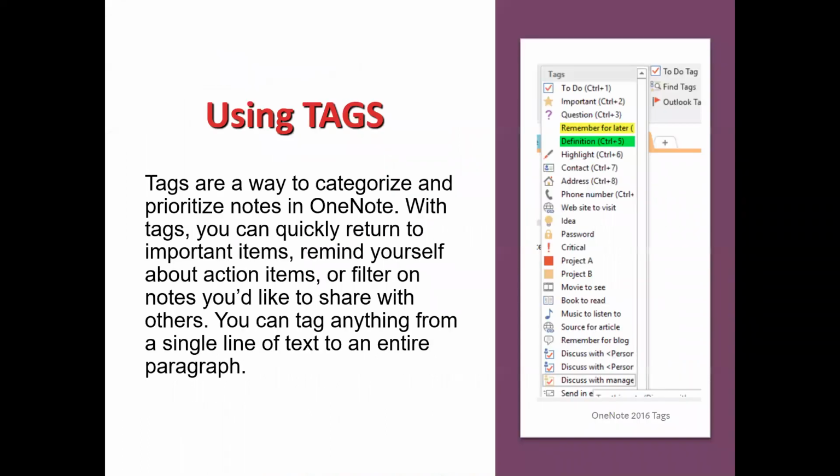Using tags. Tags is really slick. Tags allow you to flag things and create a to-do list. You can create projects. You can use OneNote for projects. You can assign tasks to people. You can really highlight anything you want, and then it allows you to come back and search, because there is a universal search for OneNote.